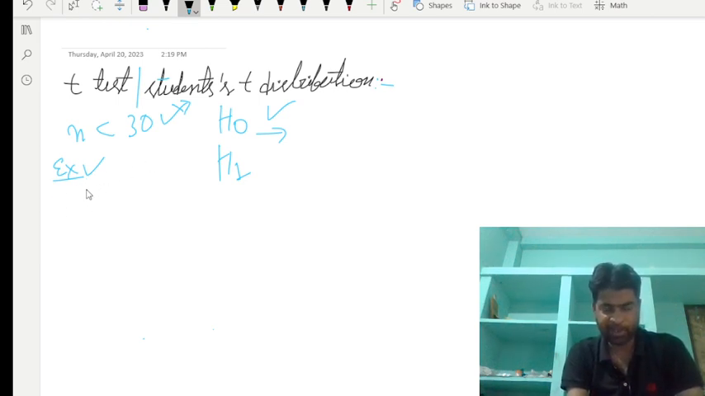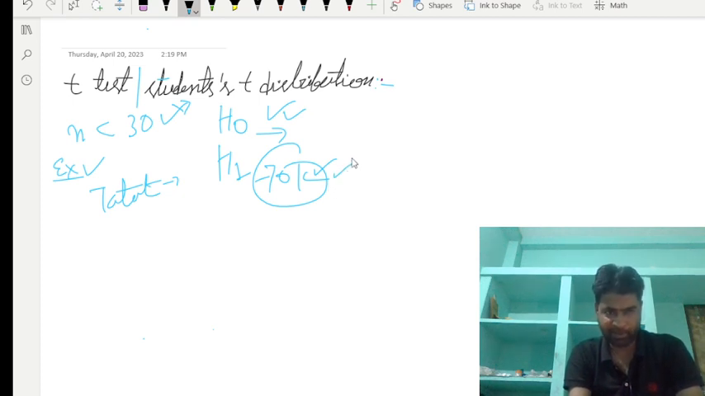So here I am taking the example. Suppose the average monthly salary of the management employees working in a Tata Steel plant operating at Jamshedpur was 70,000. That means the average monthly salary of the management employees working in the Tata Steel plant operating at Jamshedpur was 70,000. That was the null hypothesis, or hypothesized mean or assumption.